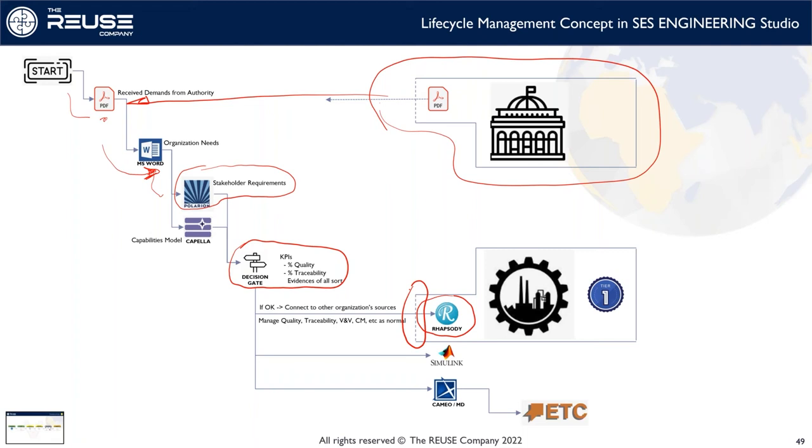You can do, of course, many other things, like you can send it back and forth, as I told you, between Cameo, Capella, Rhapsody, or whatever. But let's say that in this case, you have to connect to this Rhapsody model, which is shareable. And besides that, in your own organization, you're going to do some kind of logical and physical modeling using Simulink and Cameo, and then follow the same as complex as you would like.